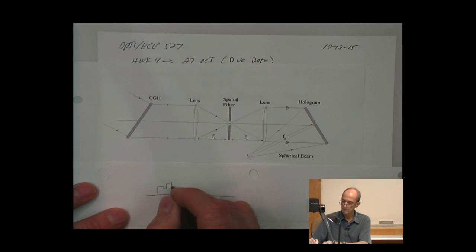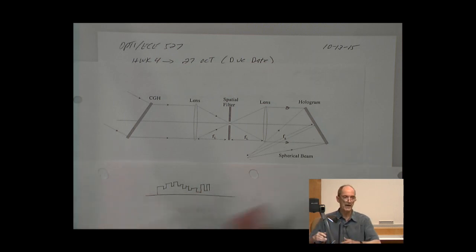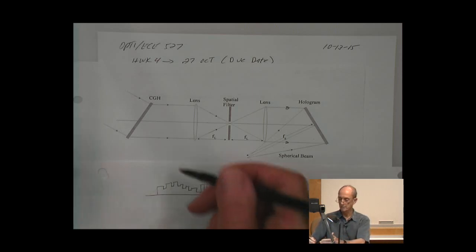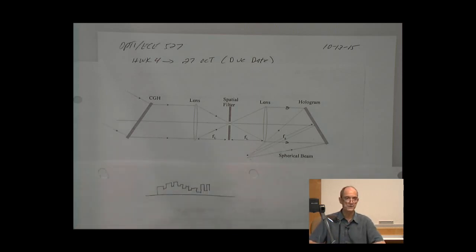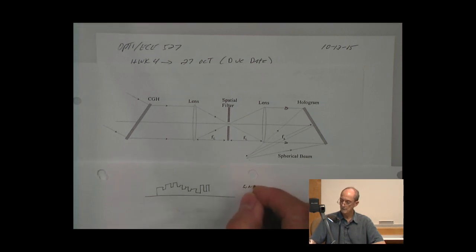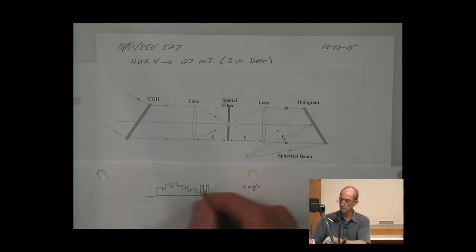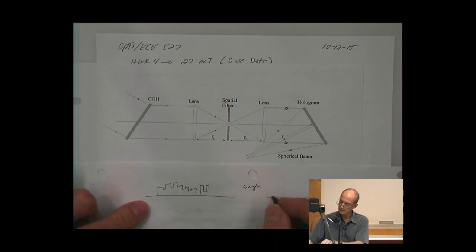So when you make this CGH, you'll have features that you would form. Usually this is all done with some type of lithography, and you have a mask and you form maybe multiple steps or a single step. If you form a single step, we'll talk a little more about this later, but if you just have a single transition, let's say we just had transitions like this.